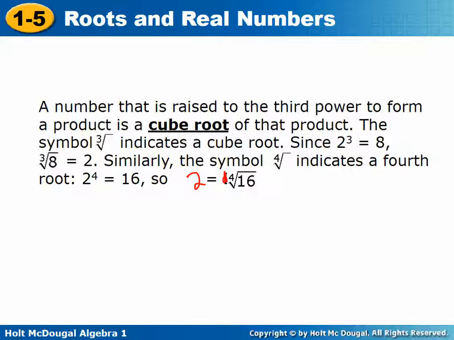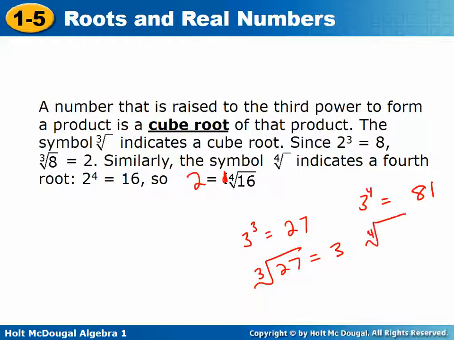Now the good thing about these cubed roots and fourth roots is that they're going to be very small numbers because they get big so fast. Like, we can do 3 cubed is 3 times 3 times 3, which is 27. So therefore the cubed root of 27 is going to be 3. We can do the fourth root because 3 times 3 times 3 times 3 is 81. We did that in the last worksheet. So the fourth root of 81 is equal to 3.